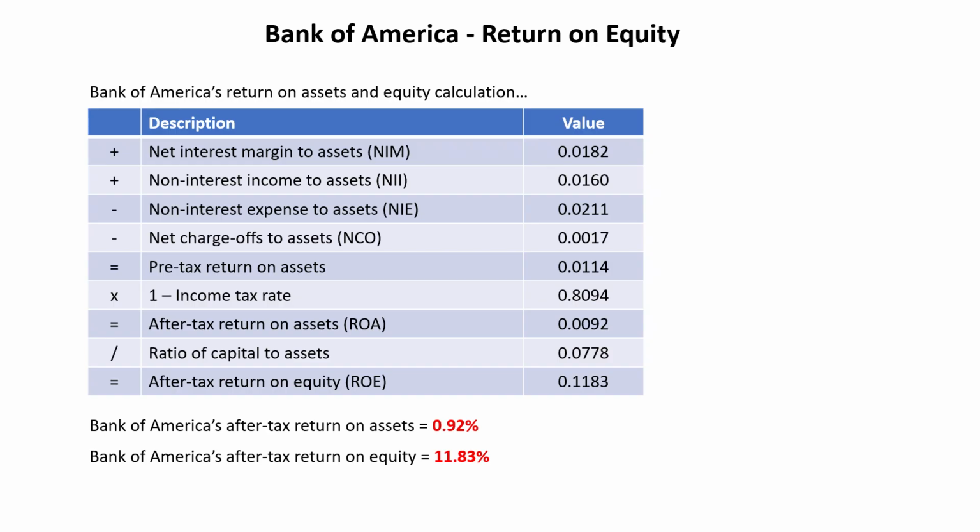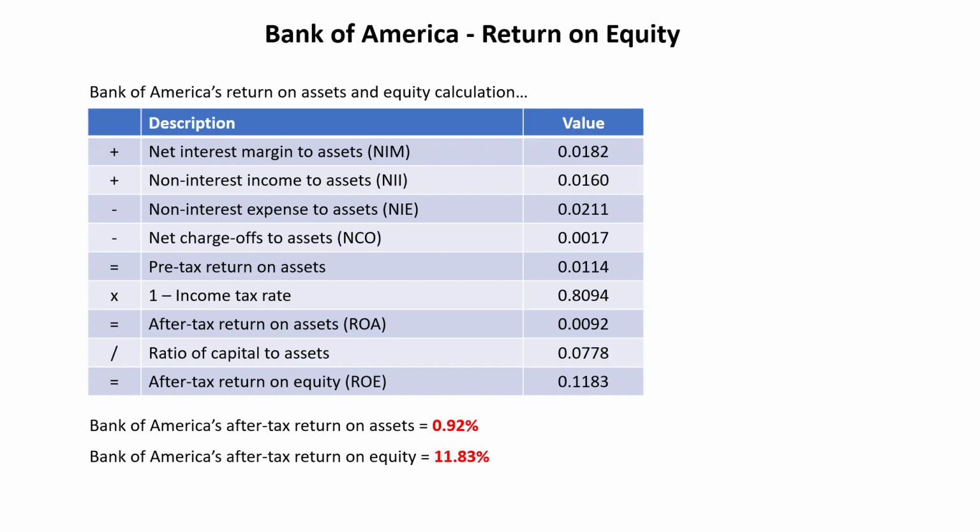Then we want to add in non-interest income. Net interest margin is a spread business, and non-interest income is the fee-based business. We add that in, and that's 1.6%. Then we want to subtract out our non-interest expense, which is employee compensation, the rent paid on my branches, my computer systems, and desks and chairs, and all that kind of stuff. We subtract that, and that's 2.11%.